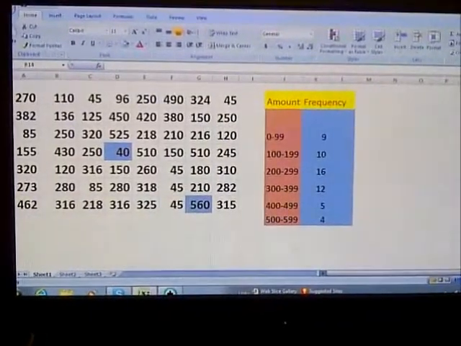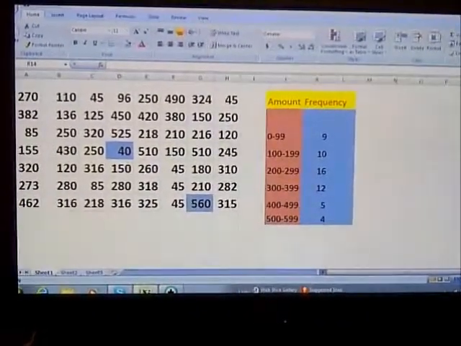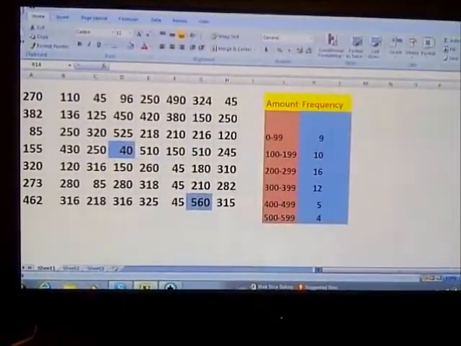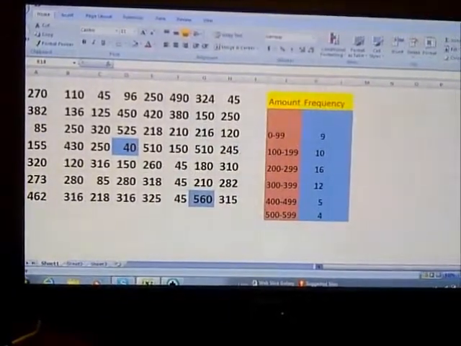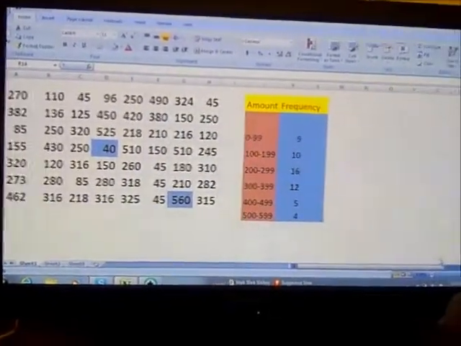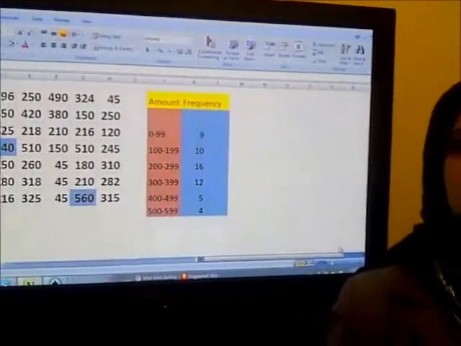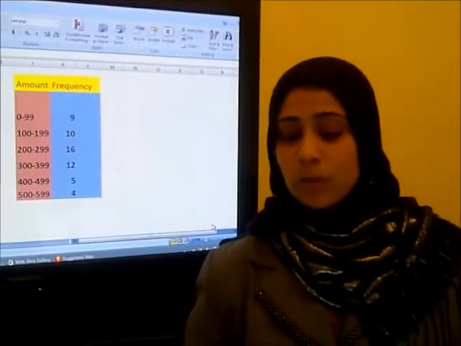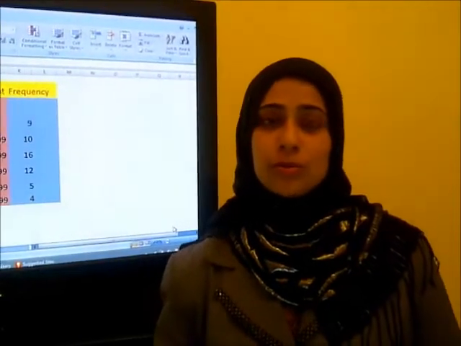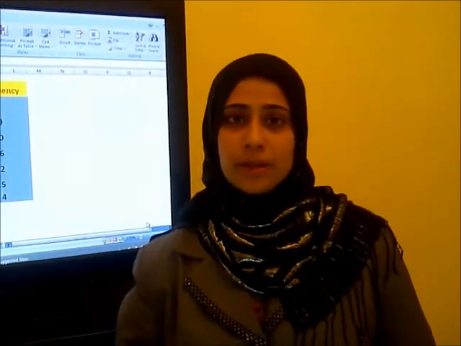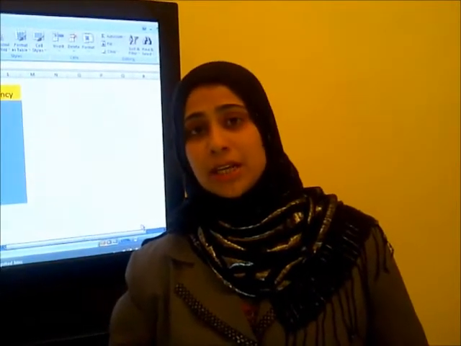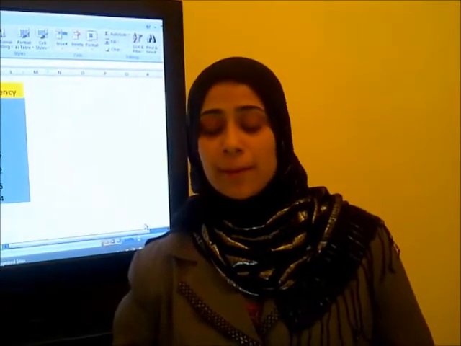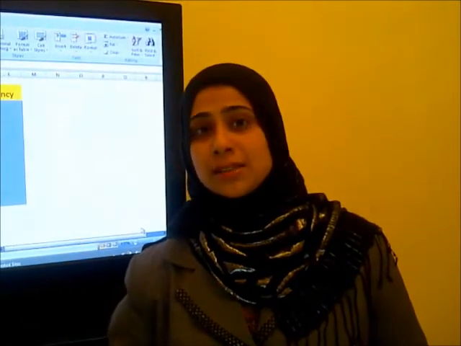The amount which is least spent and the amount which is most spent by 56 customers who have visited the shop. Now how can I make this data more understandable? What should I do so that this data makes more sense to me? What I do is I make groups here. I try to divide my data into groups so that my data is more precise.